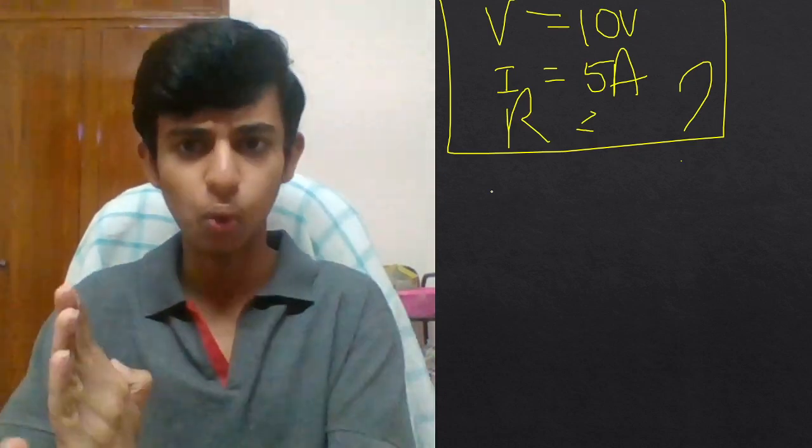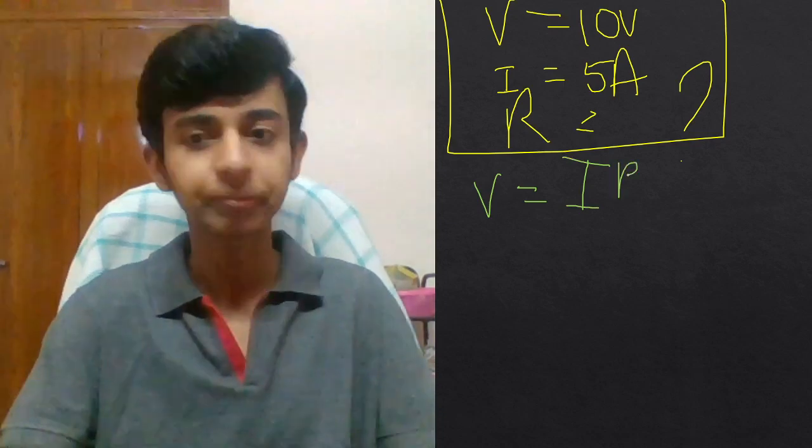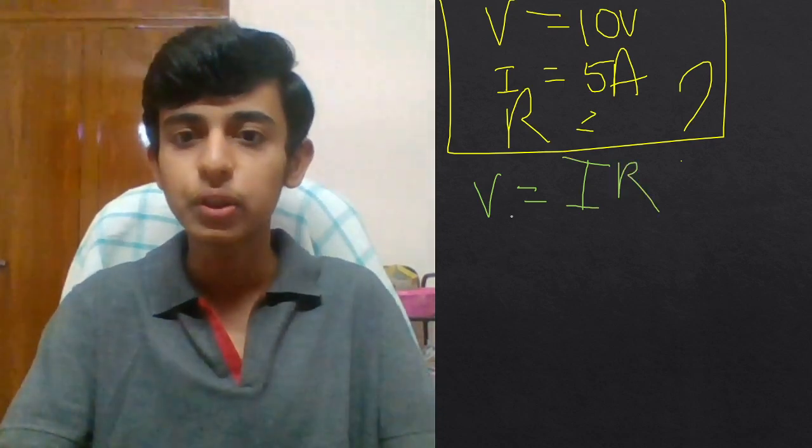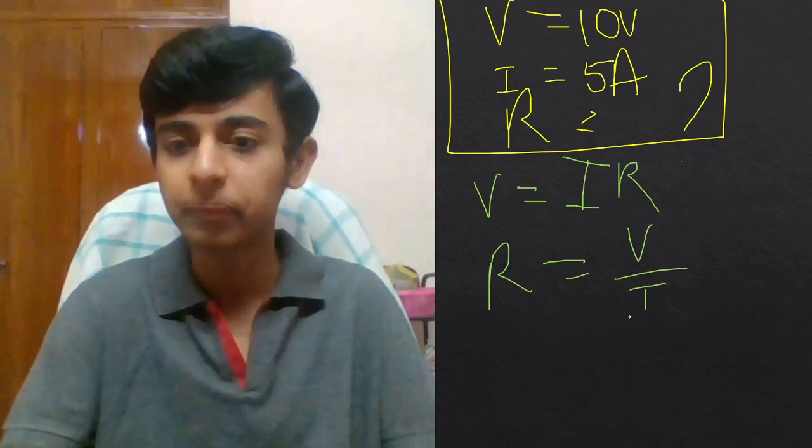First you write according to Ohm's law, V is equal to IR. Just now I taught you. So we have to find R. R will be equal to V upon I. Just now we have done.